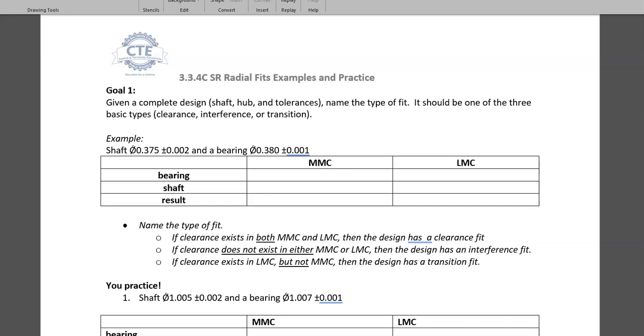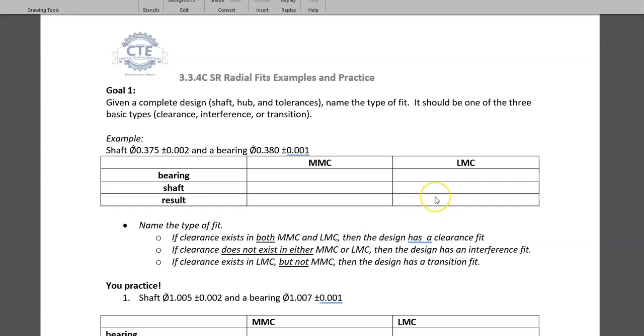Okay, so what we're going to talk about today is how to calculate radial fits. A radial fit is this: if I have a bearing and a shaft, or a pin and a bearing, or some two round features that are working together, I need to figure out what type of fit they have. That could be either a clearance fit, an interference fit, or a transition fit.